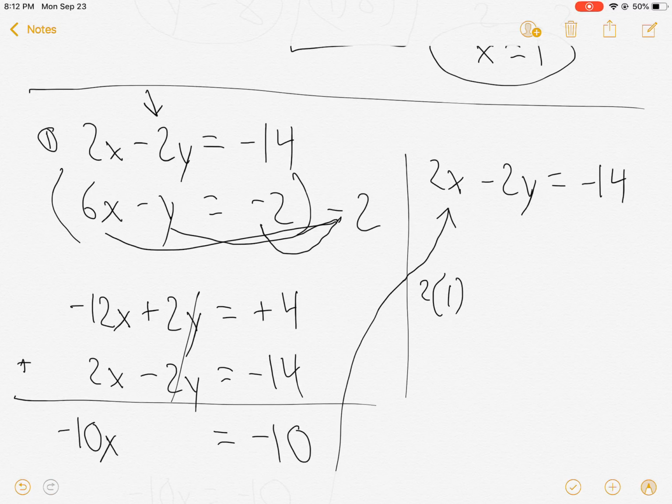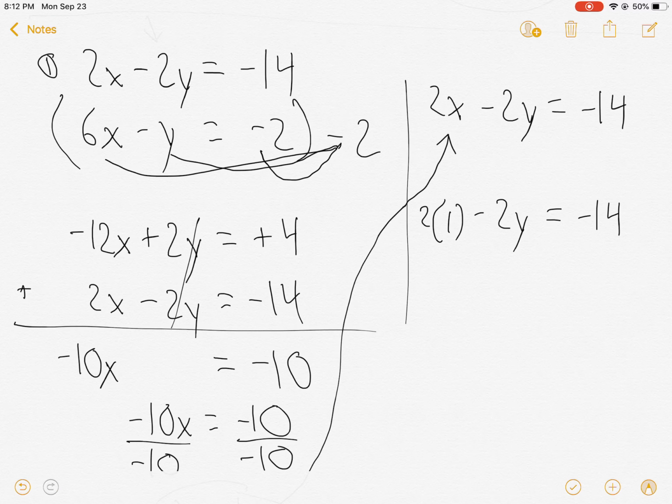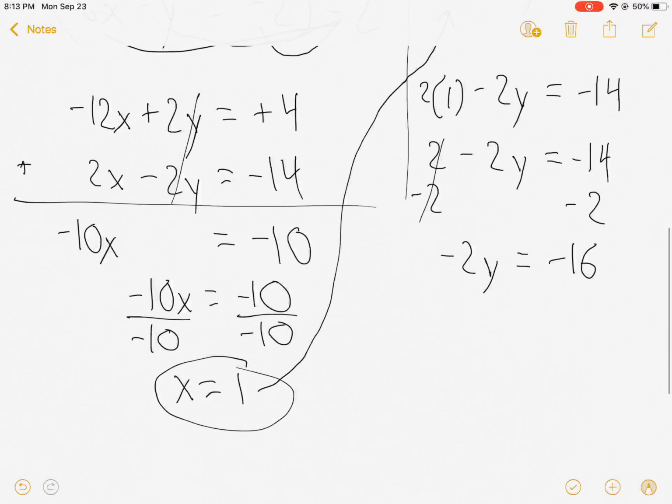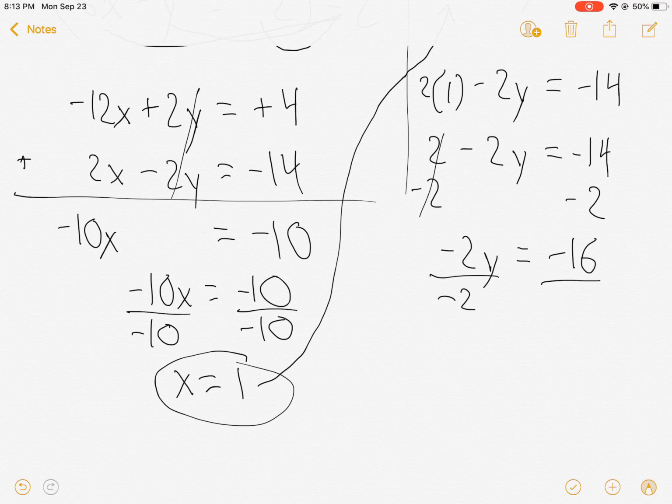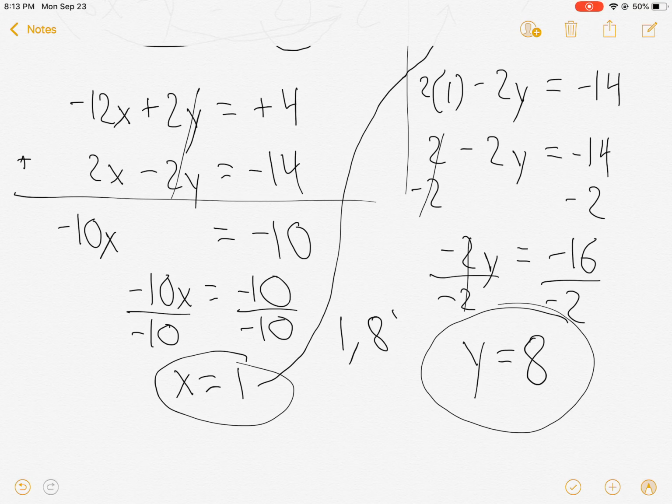So we'd have 2 times 1 minus 2y equals negative 14. That'd be 2 minus 2y equals negative 14. Subtract 2 over here. Remember, since it's negative 14 minus 2, that would be a negative 16, which means when we take negative 16 divided by negative 2, the double negative gives us a positive 8 for our y value. Notice that we got the exact same answer no matter whether we tried to cancel out the x's or the y's.